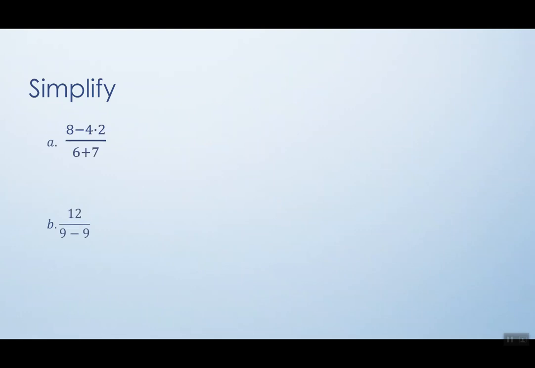Let's take a look at a couple fractions. We've talked about fractions, that's how we started today. But these are a little different. So notice I have 8 minus 4 times 2. So I have my 8, 4 times 2 is also 8, 6 plus 7 is 13. But what's interesting, in the numerator, which is the top part, 8 minus 8 is 0. 0 over 13 is 0, right?